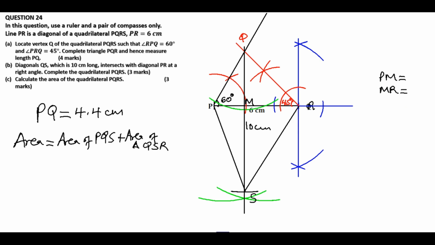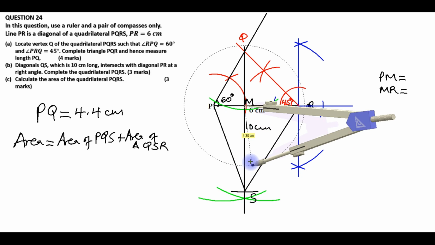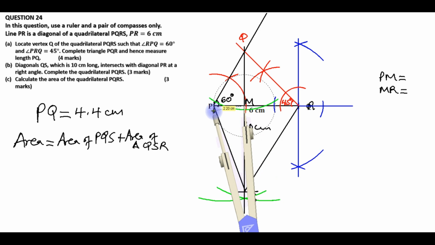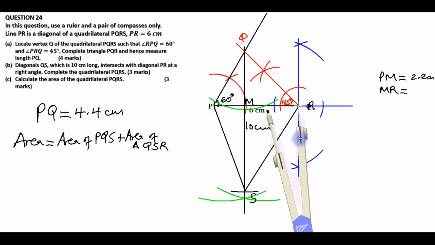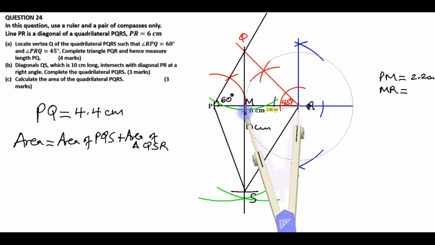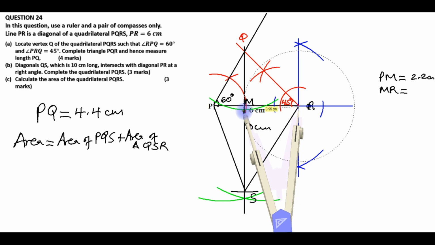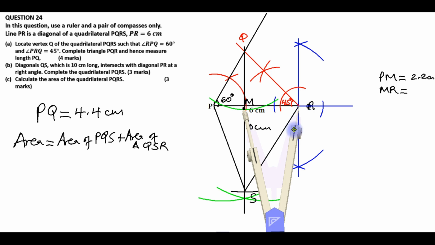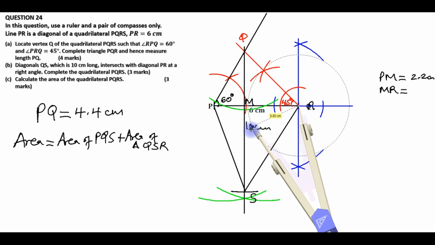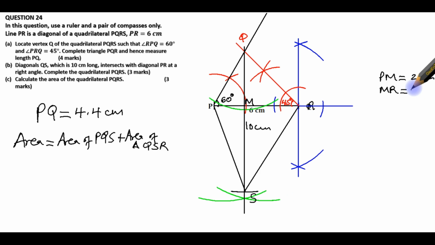So from here, I want to measure, so that will be 2.2 centimeter, and then MR will be 3.8 centimeters, such that in total it will be 6 centimeters.